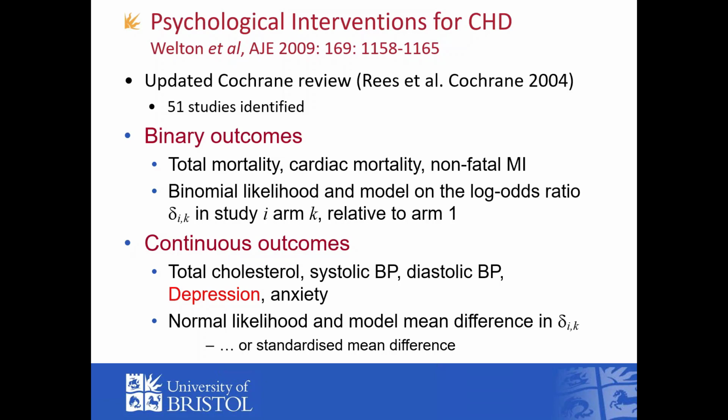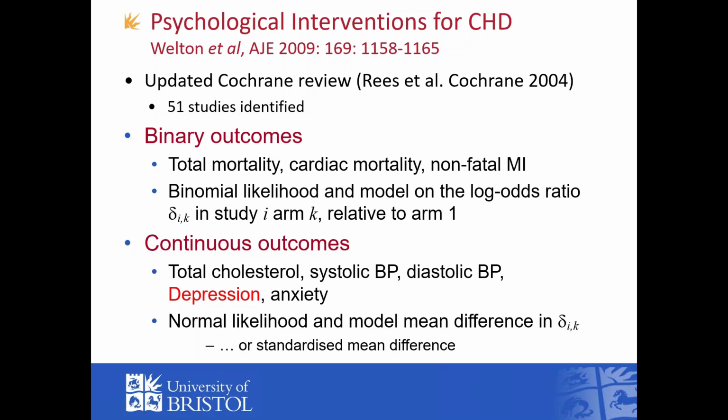So K doesn't represent the intervention, it represents the arm, and that might be a different intervention. So arm 2 would be different interventions in different studies. Each of these treatment effects are relative to whatever was in arm 1 of that particular study. And again, what could have been in arm 1 might have been different in different studies.